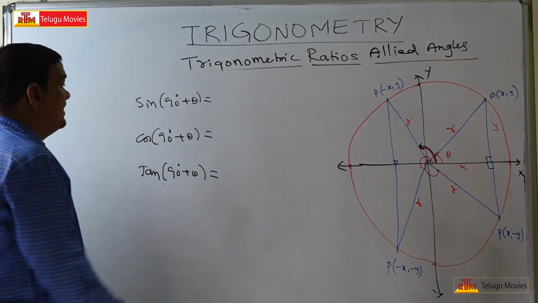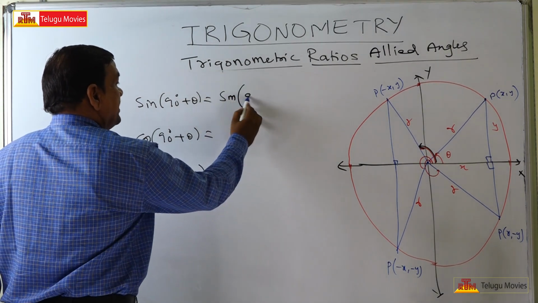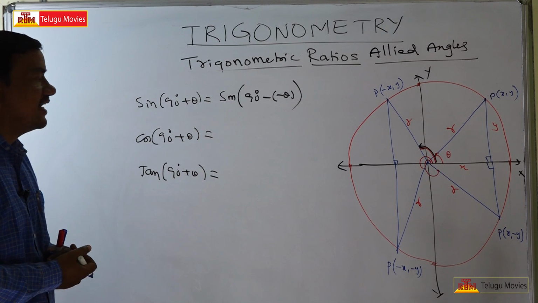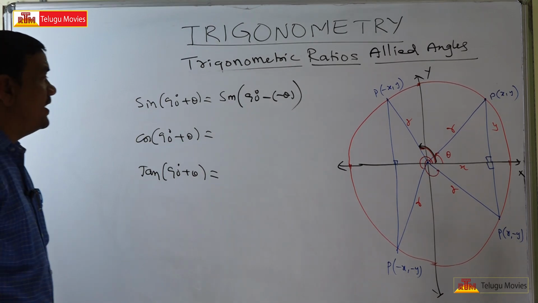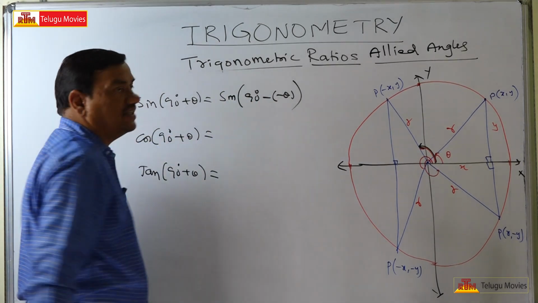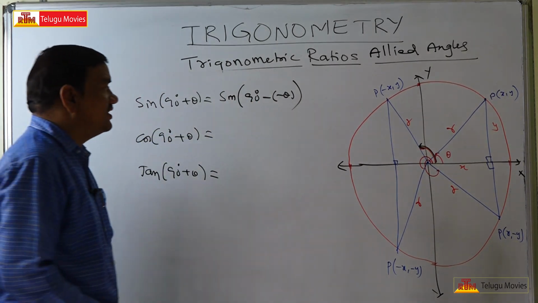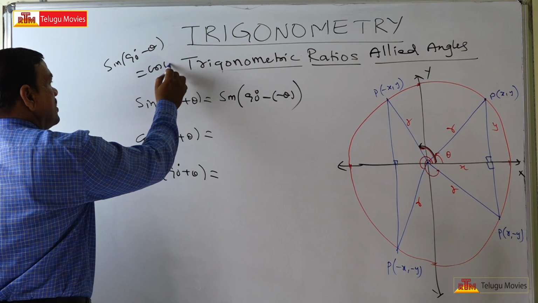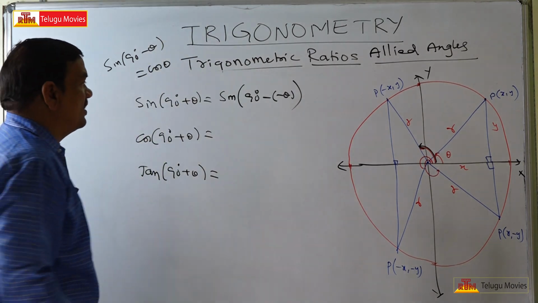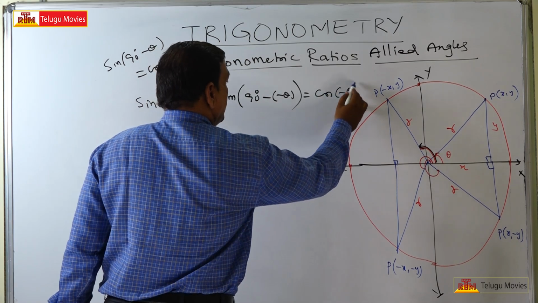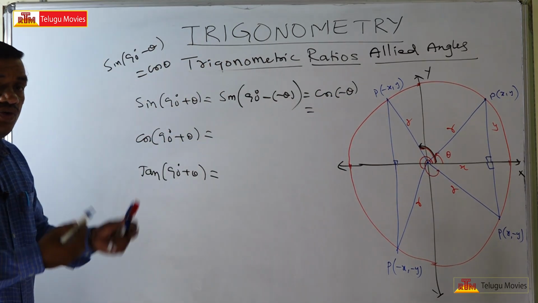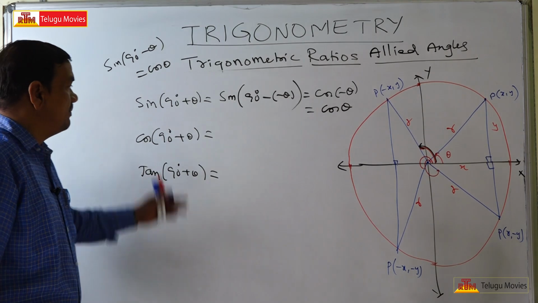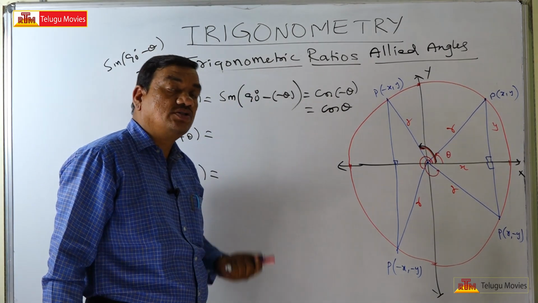So, what is sin of 90 degrees plus theta? Can I write it as sin of 90 degrees minus of minus theta? Yes, I can write it down. Just now we explained sin of 90 minus theta. We already know that sin of 90 degrees minus theta is equal to cos theta. Whatever may be the theta, the same theta will come. So this is equal to cos of minus theta. In the first class today I explained that cos of minus theta means cos theta. That means sin of 90 plus theta is equal to cos theta.